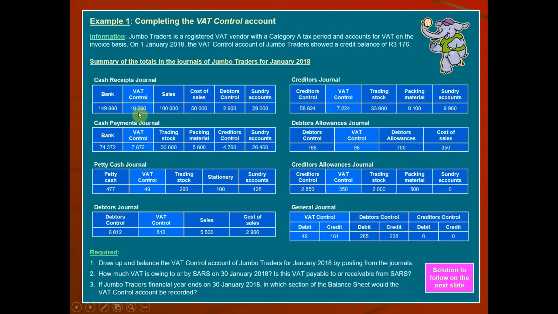So firstly, we have the cash receipts journal. Now, that is when we sell goods. It's a summary of all the goods that we sold for cash. So if we sell goods, we will raise VAT on it. So we will owe SARS the VAT. So we will therefore have to credit the VAT Control Account with 18,060 Rand.